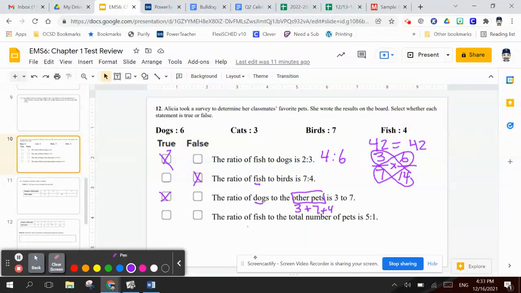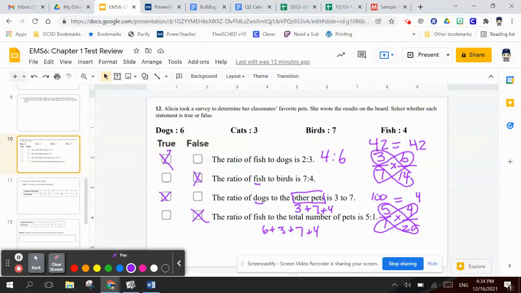So the other ratio is the ratio of fish to total number of pets is 5 to 1. So here's 5 to 1. Fish, there are 4. The total number of pets, which is 6 plus 3 plus 7 plus 4, which is 20. So I have 1 times 4, which is 4. I have 20 times 5, which is 100. Is 100 equal to 4?